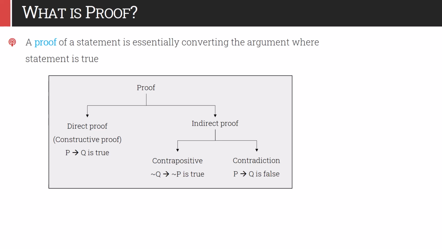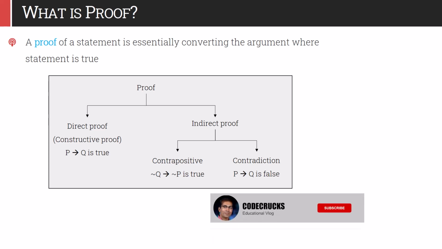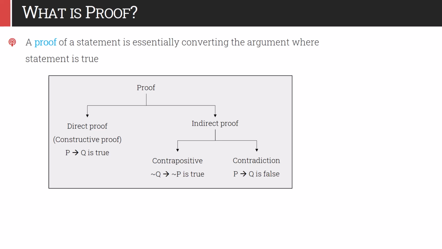In contrapositive, we are exactly inverting the things. We start by assuming that the conclusion is false, and from that we derive that for those cases the premise is also false, and that entire statement is true. That is how we prove through contraposition.